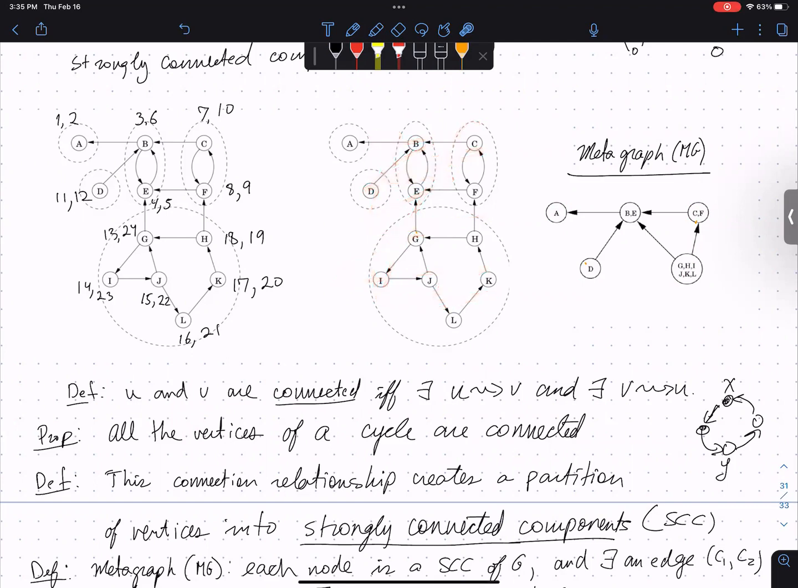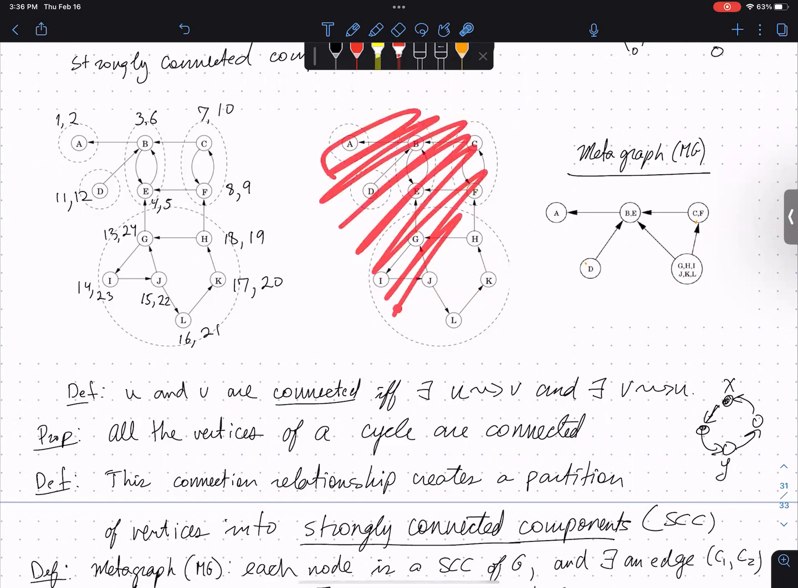But the metagraph already tells you a higher level resolution of things, at least in terms of connectivity. So if you don't see this, but I ask you, is there a path in the graph from L to A? You can answer it using the metagraph. If I ask you, is there a path from A to L? You can answer that using the metagraph.